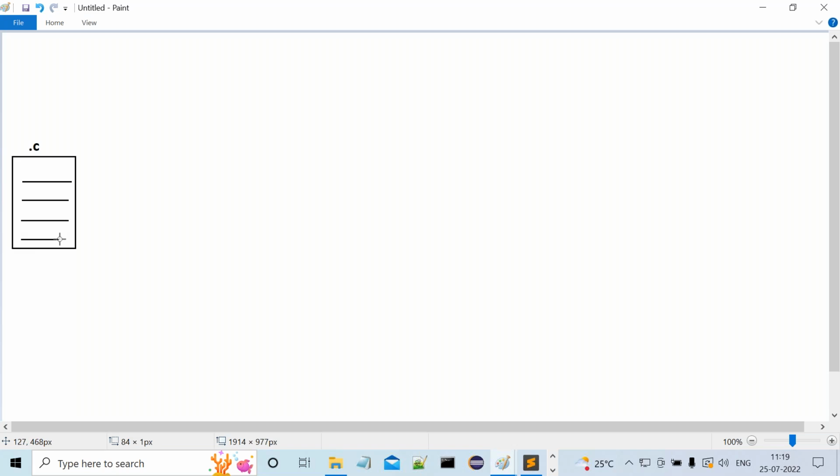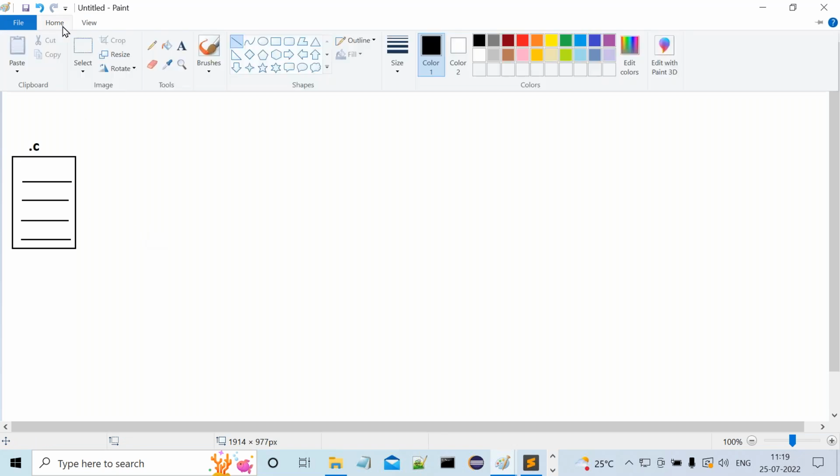Who will write that program? Developer or not? Developer only. We are writing the program. Am I right or not? How do we write the program? In a high level representation, in our understandable language, in our understandable representation, we are writing the program or not?